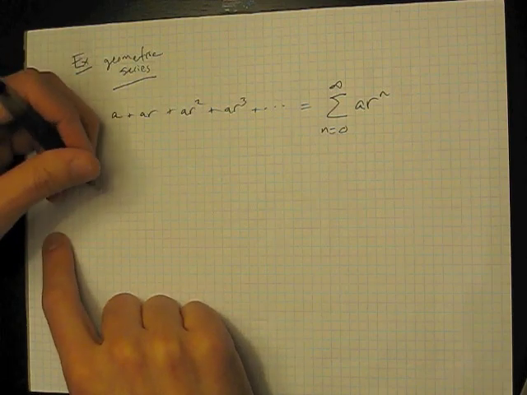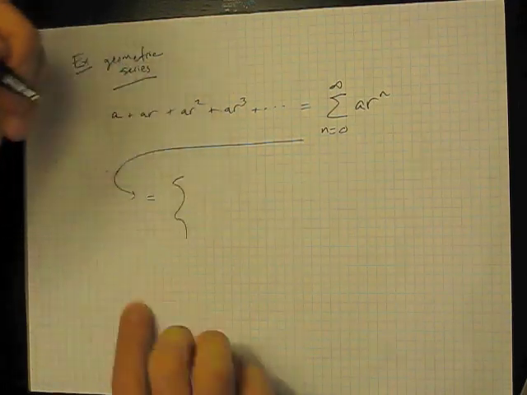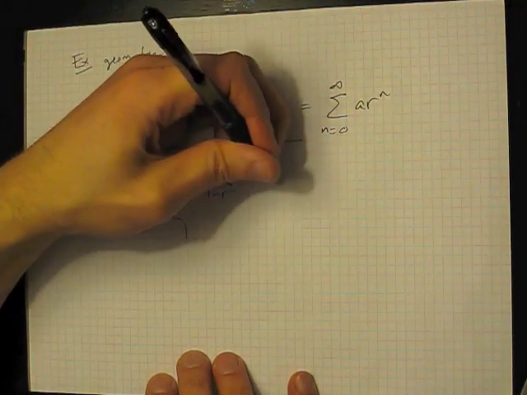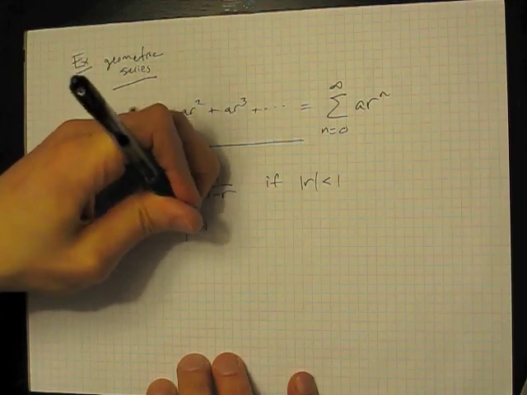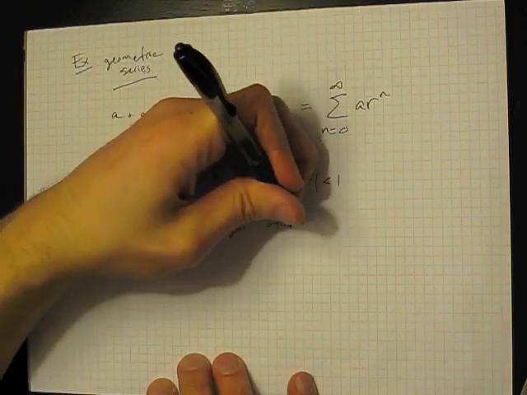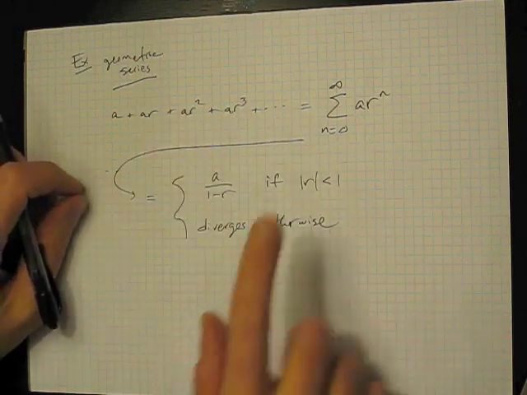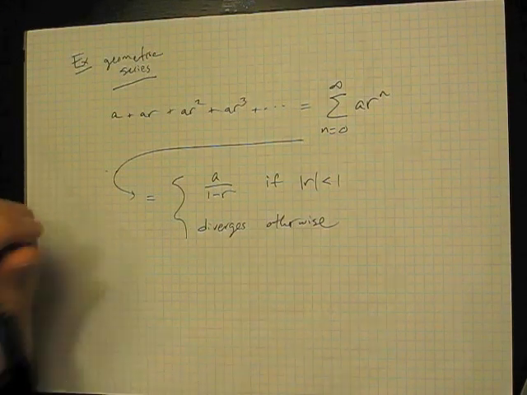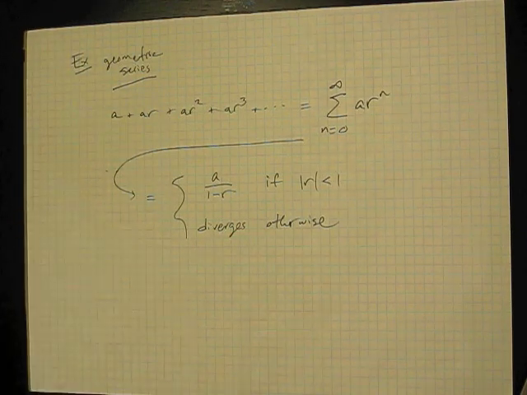But our main result here is that the sum is equal to the following. It's equal to a over 1 minus r as long as r is less than 1 in absolute value, and it diverges otherwise. So if the absolute value of the geometric ratio is less than 1, then this series has a limit. If not, then it diverges. I guess we had some examples about this, but we did tons of examples in class, so we'll just leave it at that. Okay, that is review at this point.